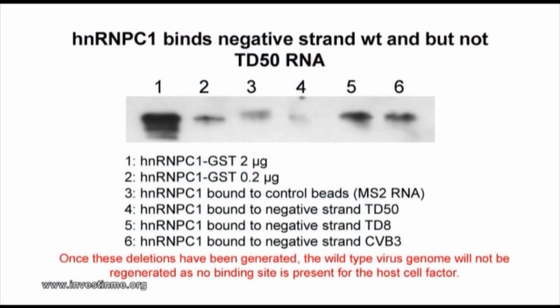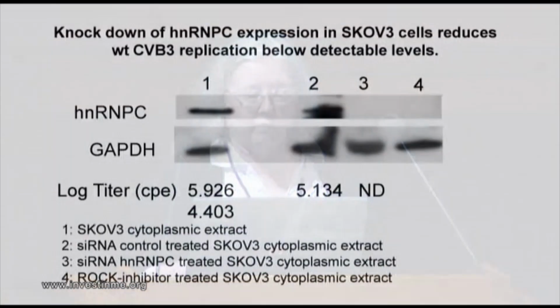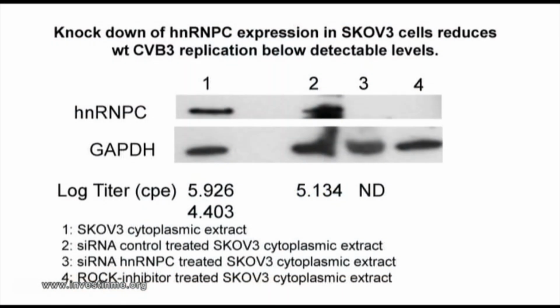Okay, and we took our viral RNA from the deleted viruses, and we found that it did not bind this factor at anything more than what you would find with any RNA. So once these deletions have been generated, the wild-type virus genome will not be regenerated because you've lost the binding site for this particular host cell factor that's necessary for a high-level replication. If you treat the cells with a silencing RNA, something that will prevent expression of this particular protein, you end up not being able to detect virus replication because it's simply required at some level.